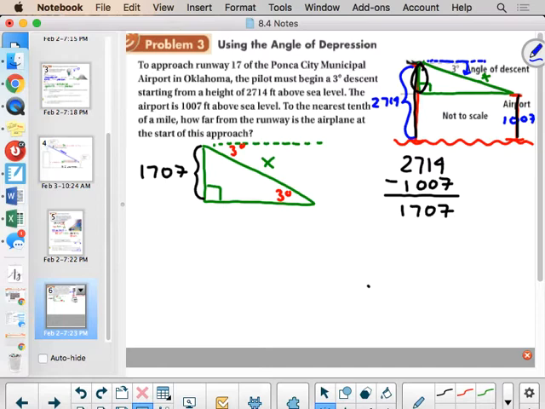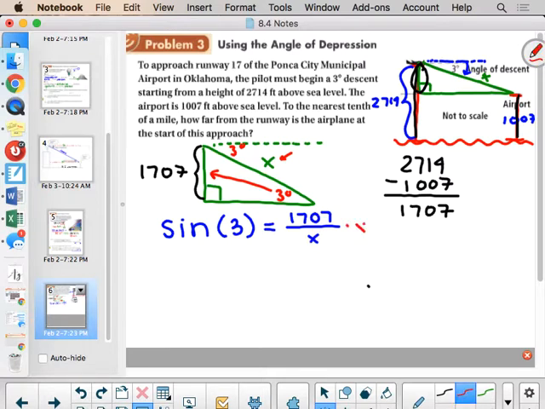So if I think to myself, SOH CAH TOA, I ask 3 degrees: 1707 is across from 3 degrees, which means it's opposite. And if I have an opposite and I'm solving for a hypotenuse, that is a sine relationship. So we create sine of 3 degrees is equal to the opposite, which is 1707, divided by the hypotenuse, which is x. All right, my variable is in the denominator, so I need to multiply both sides by x. Now I have x times sine of 3 degrees is equal to 1707.